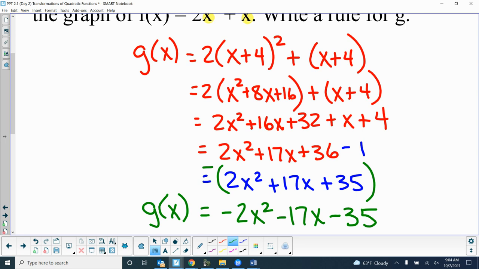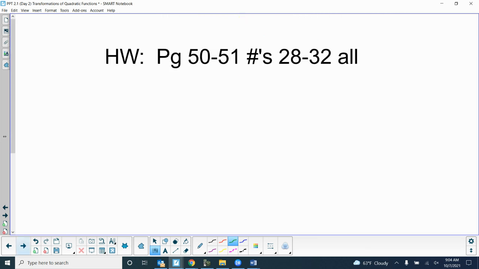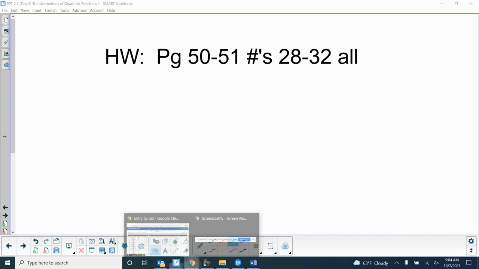Questions? It's a lot of Algebra 1 stuff, right? Just simplifying stuff. Distributive, FOIL, combining like terms. Stuff you guys are good at. There's your assignment. Good job.